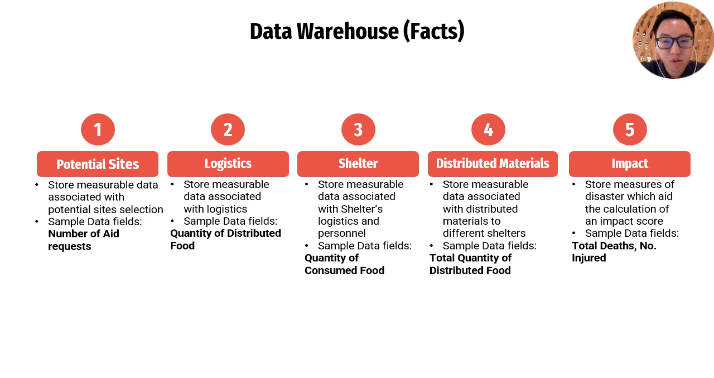For shelter, I'm looking more towards the personnel and the logistics within the shelter. So, things such as how much food and water each of those are utilizing. For distributed materials, looking more towards maybe the total or average quantity of distributed food. For impact, we're looking at the calculation of the impact scores. For example, we will have numbers and choices.